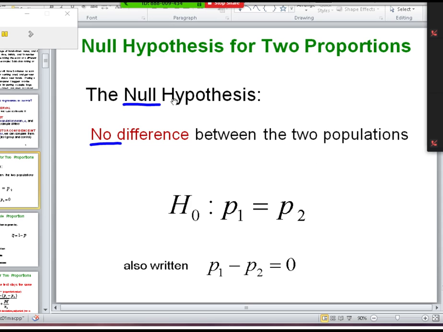Remember, the null hypothesis is always, always, always no difference. In this case, no difference between the two populations. So the first proportion equals the second proportion. That's your H0 always for two proportions. It can also be written as p1 minus p2 equals 0. Take note of that because it's going to come up later when we get to 9.4 today. So remember, p1 equals p2 is the same thing as p1 minus p2, the difference, being 0.